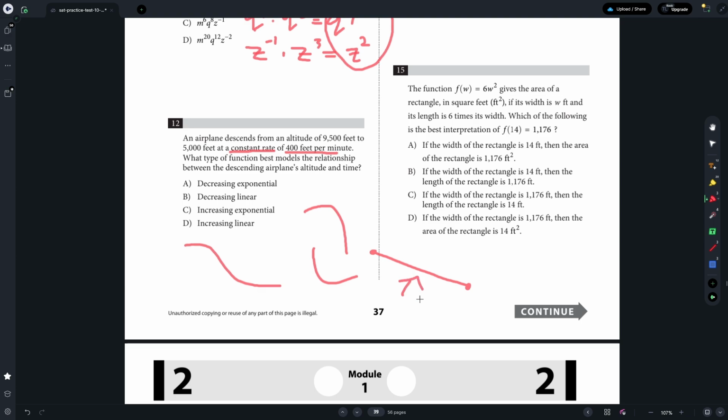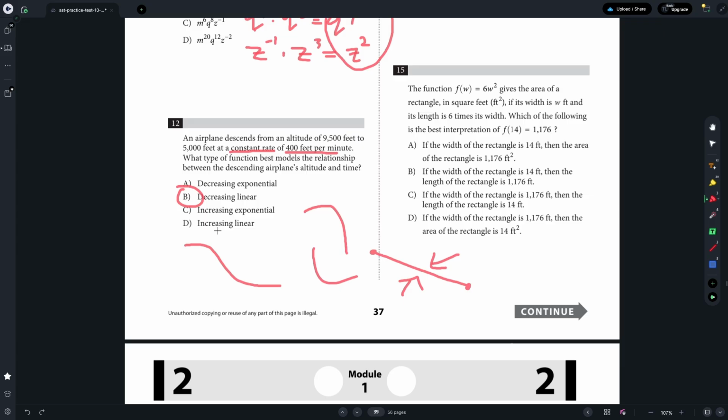What does this line remind you of? It reminds you of a linear line. And yeah, that's correct. This is actually a decreasing linear function. And it shows that B is the correct answer.